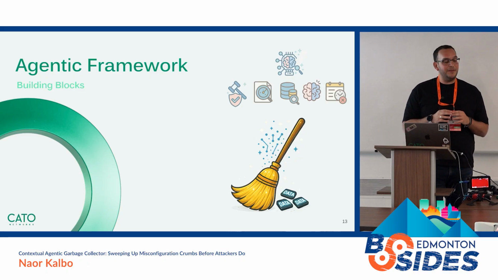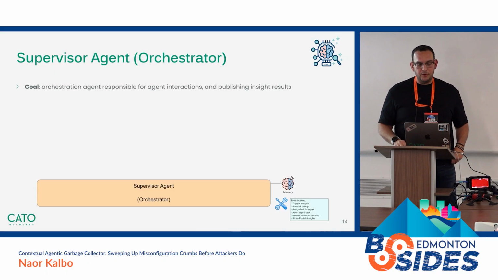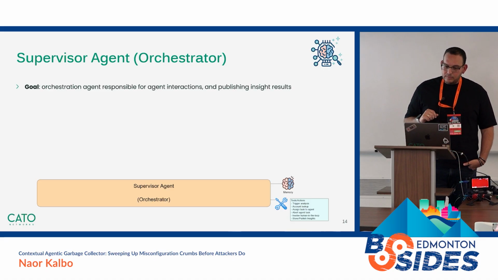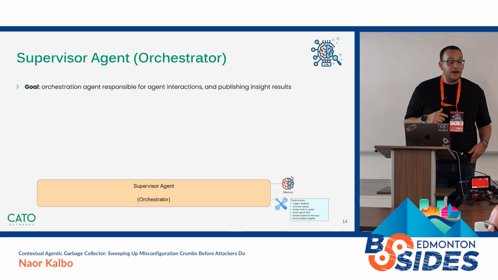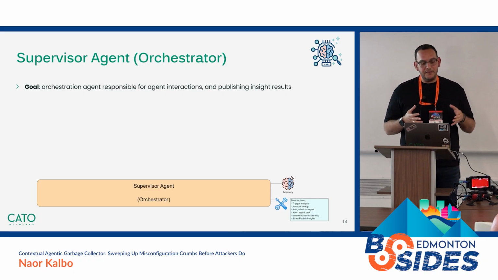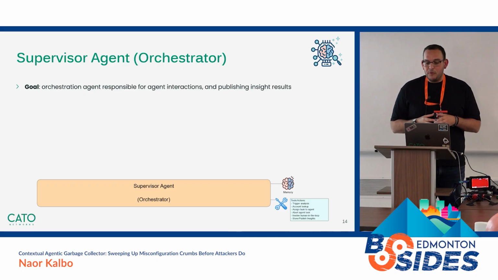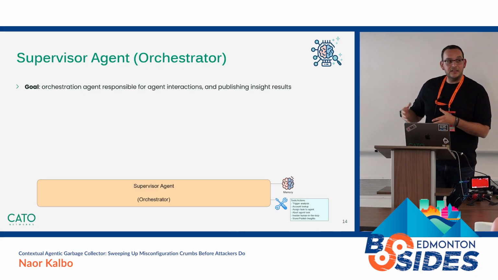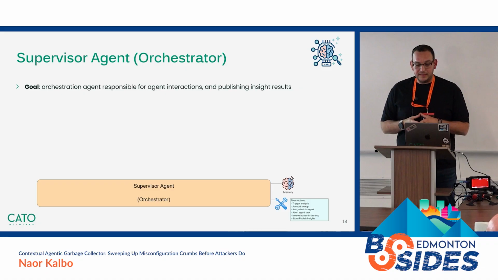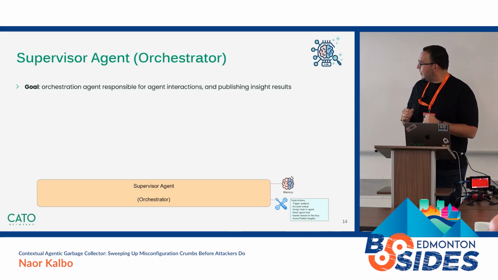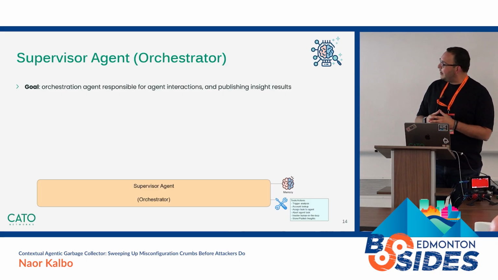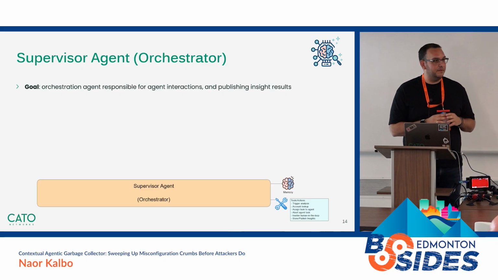So let's get to know the building blocks of this framework. When building multi-agent architectures, there are several ways to connect the agents in the system. We have the network-based connection, a single agent, hierarchical setups, or the supervisor approach. For our use case, we have found the supervisor approach to be the best fit.